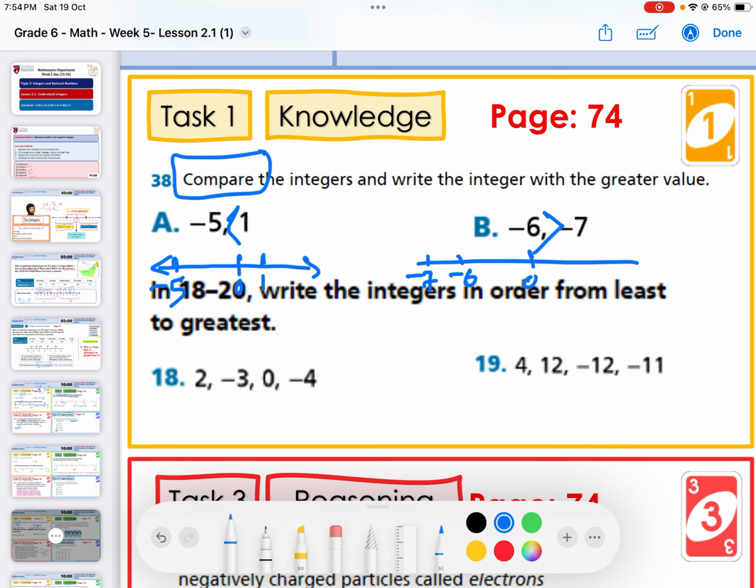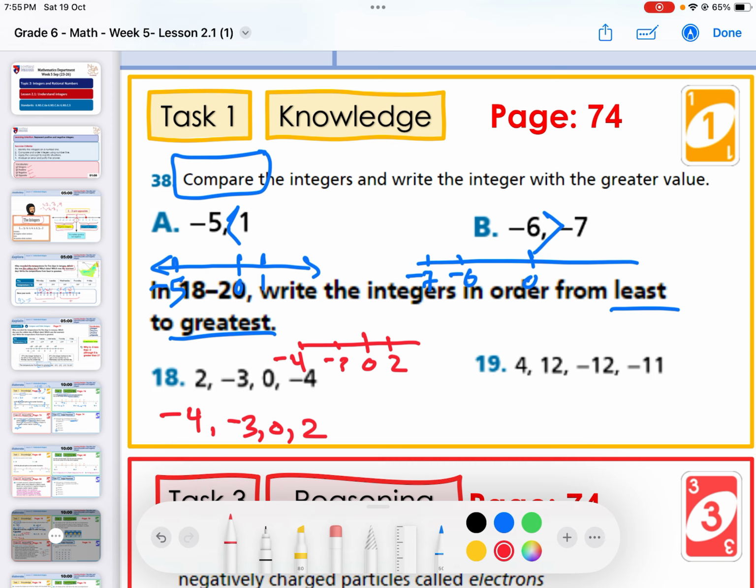Here we need to order the numbers from least to greatest. So let's do it. You can draw a number line to help you. We got 0. Plot the points on the number line. We got 2 here, -3 and -4. And that's it, you got it. Which one is the smallest? That will be -4, and then -3, and then 0, and then 2.